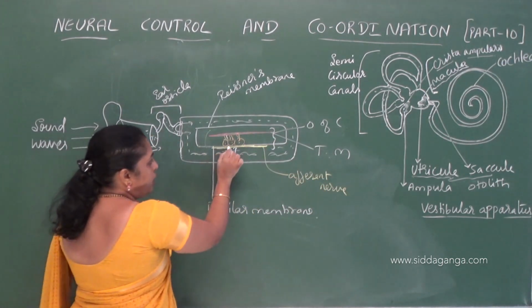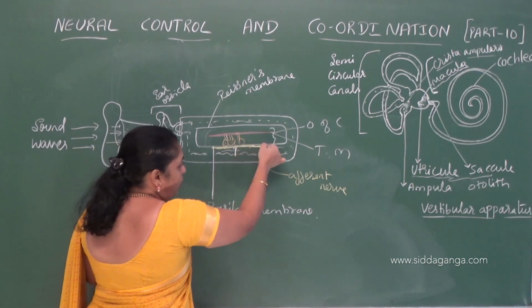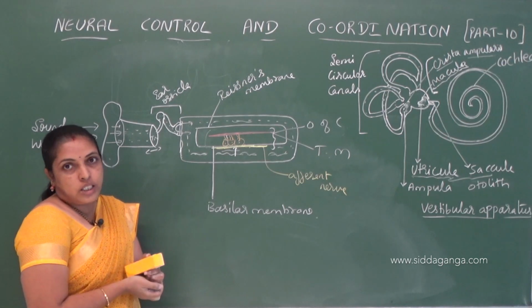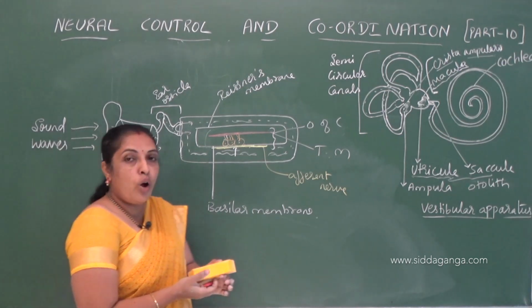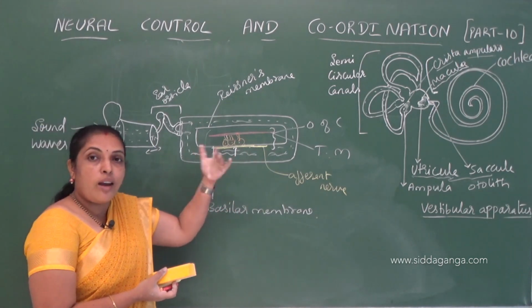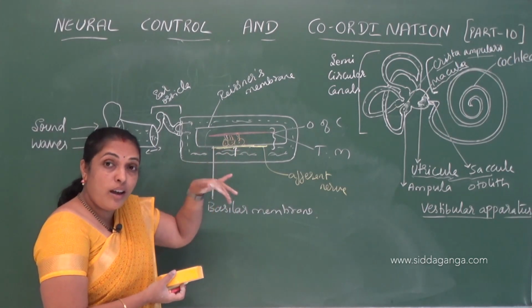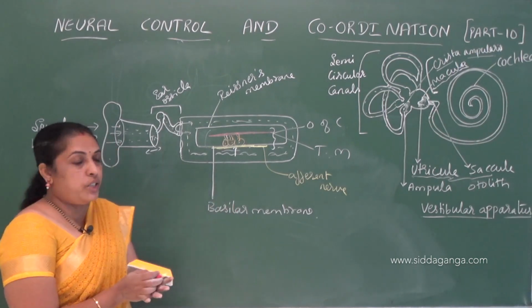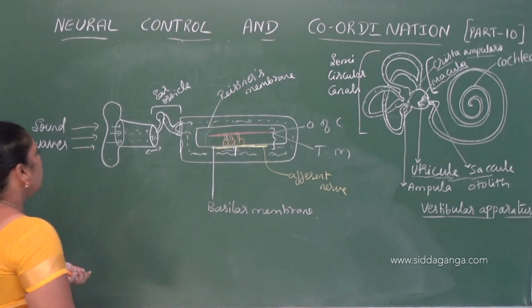When action potential is generated here, it will be carried to the auditory cortex through the afferent nerve and auditory nerve. In the auditory cortex, the impulses are analyzed and sound is recognized. This is the mechanism of hearing.